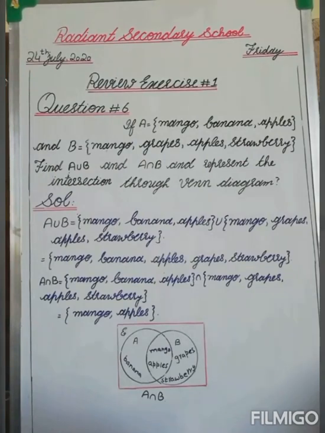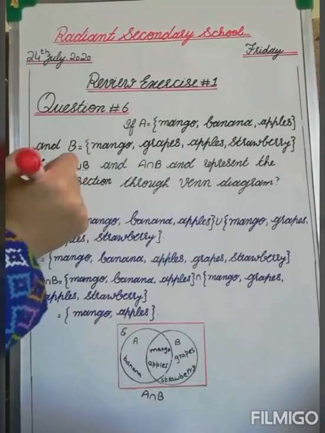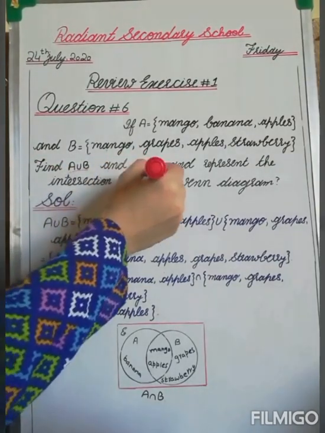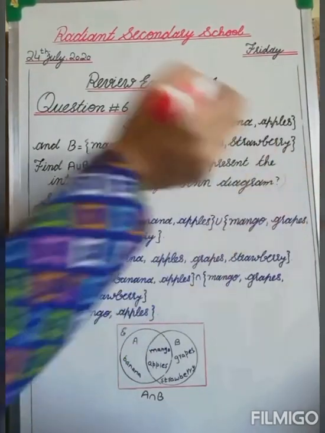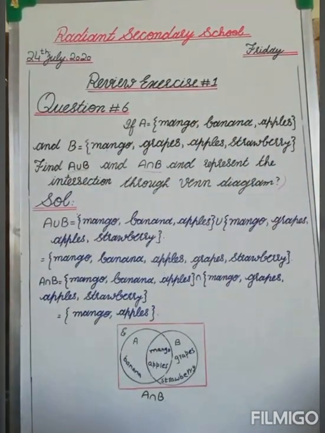It means that there are 3 parts for this question. Firstly, find out A union B, the second part is A intersection B, and the last part is to represent the intersection through a Venn diagram. So firstly, find out A union B.